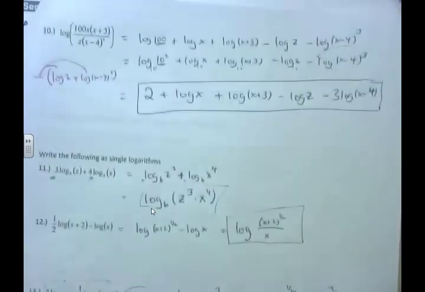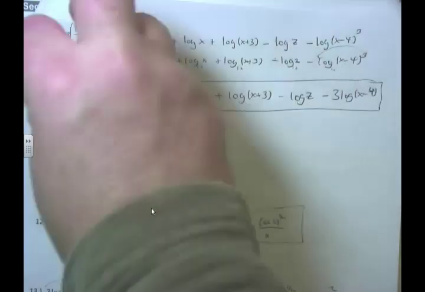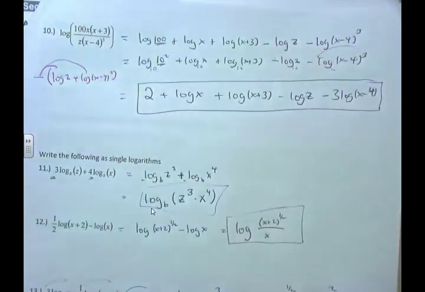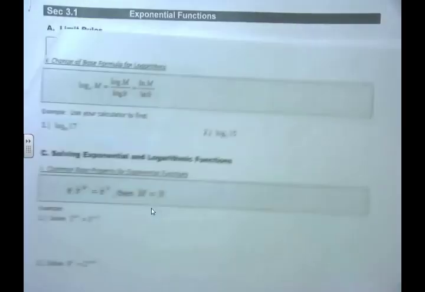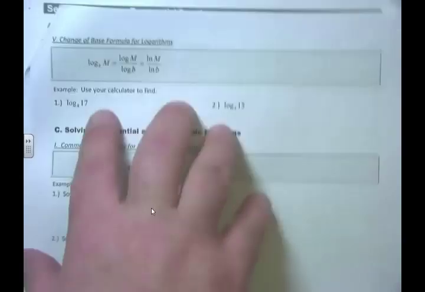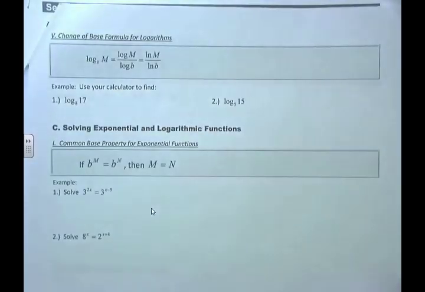So we want it to be broken up if I'm doing calculus. We want it put back together again if I want a condensed formula to plug numbers into. Okay? This is a calculator formula called the change of base formula. Log base b of m equals the log of m divided by the log of b, which is also equal to the natural log of m divided by the natural log of b.